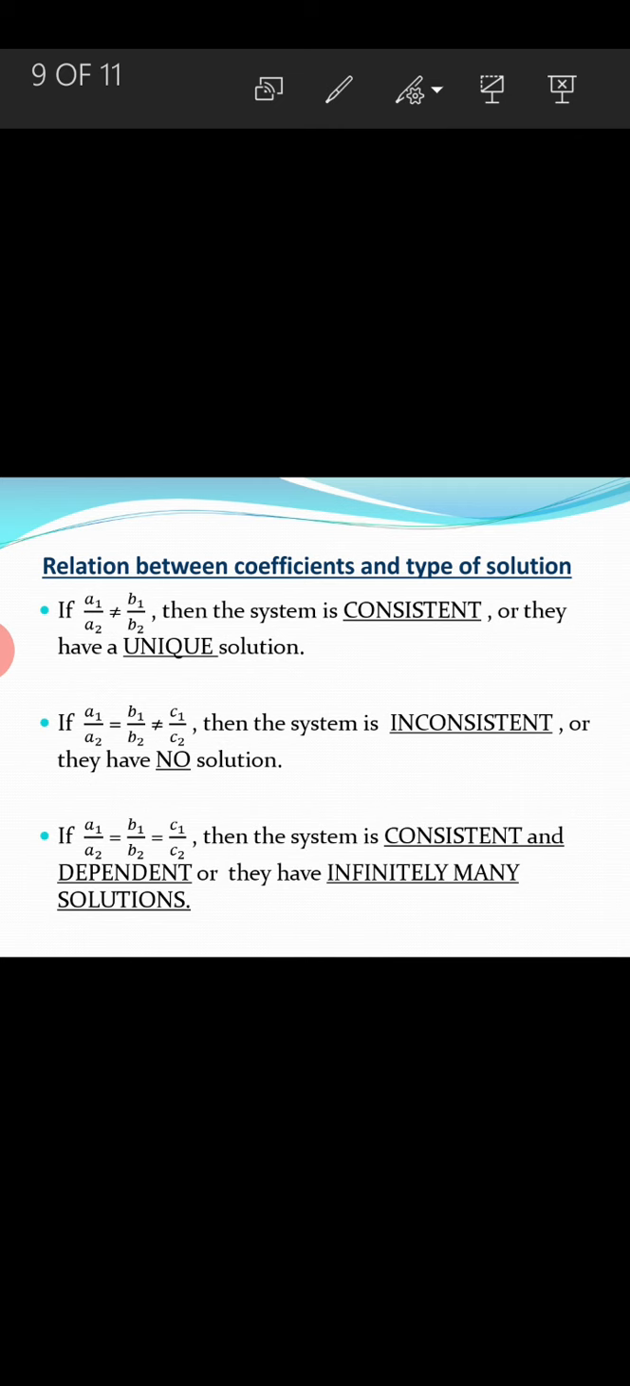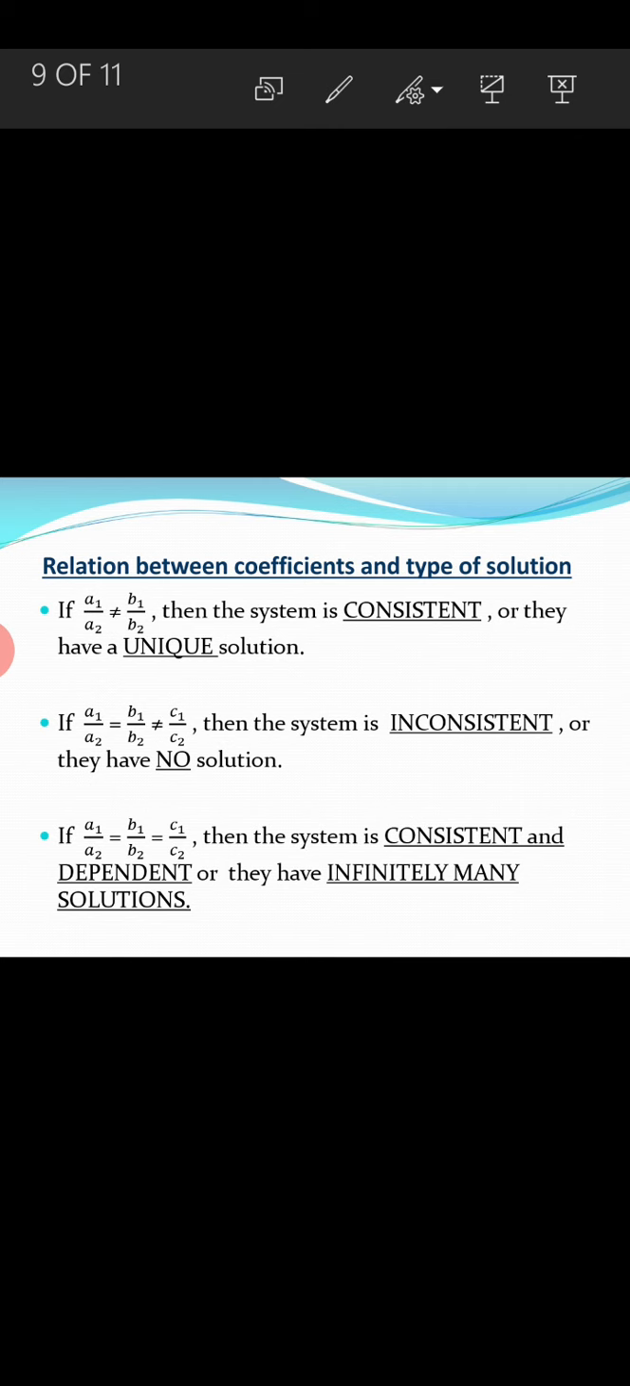The third case is where a1 by a2, b1 by b2 and c1 by c2, all these three ratios are equal to each other. Then the system is said to be consistent and dependent, that is they will have infinitely many solutions, or the lines will be coincident lines.